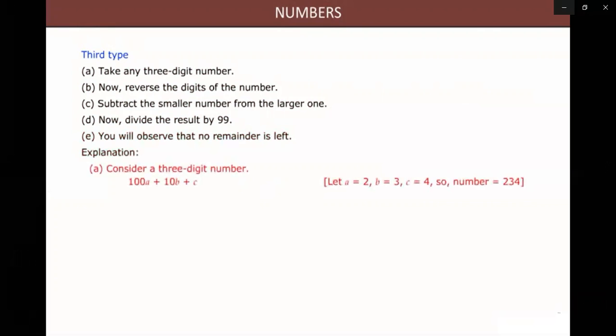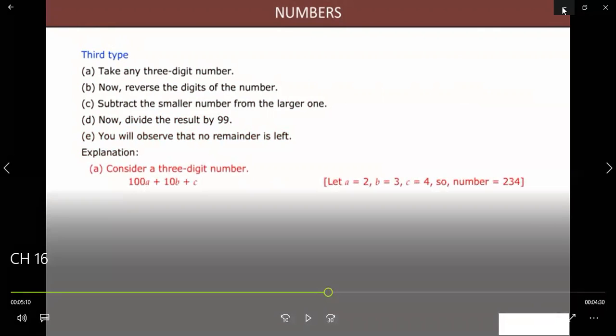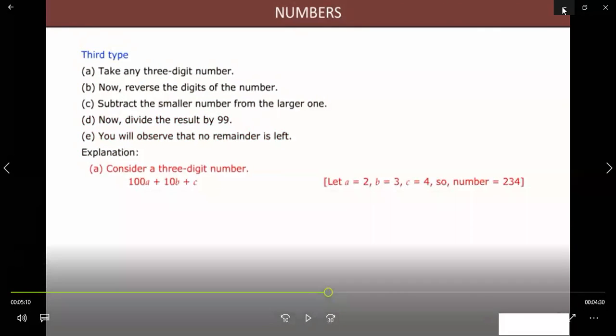So consider a three-digit number. For example, ABC is the number where A is at the hundreds place, B is the tens digit, and C is the units place. Okay, so we can write that number as 100A plus 10B plus C. Now let's take an example: if A is equal to 2, B is equal to 3 and C is equal to 4, so the number is 234.